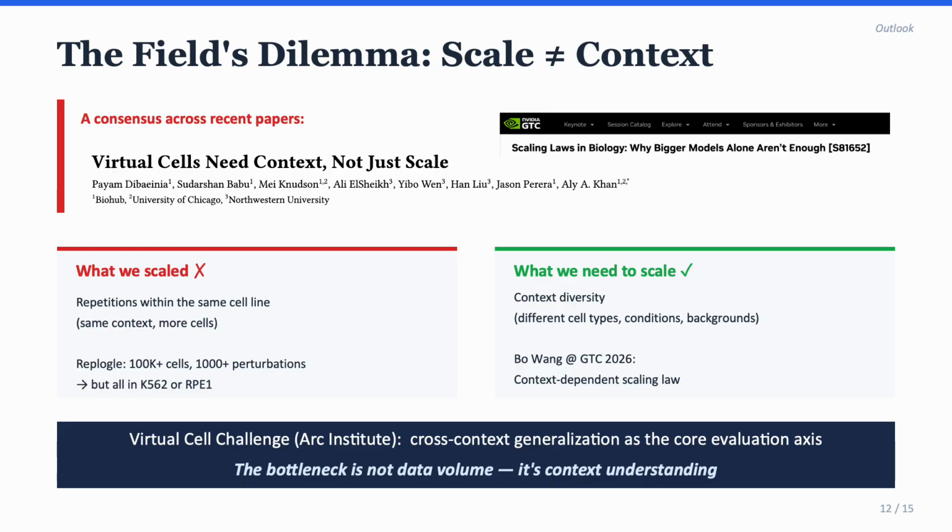Look at the Replogle dataset with 100 and 1,000 cells, which sounds like a lot, but they all come from just two cell lines. We are scaling up the same experiments over and over, but we are not scaling the variety. As Bo Wang said at GTC 2026, we need context-dependent scaling. The real bottleneck isn't the amount of data, it's understanding the context, and that is a problem that no AI researcher can solve alone.